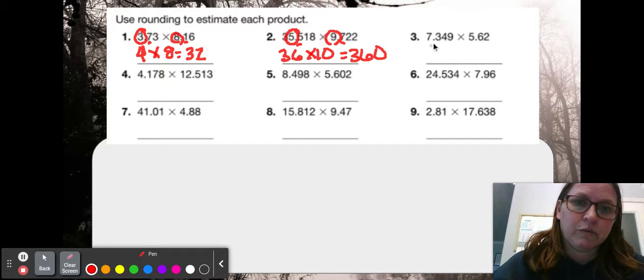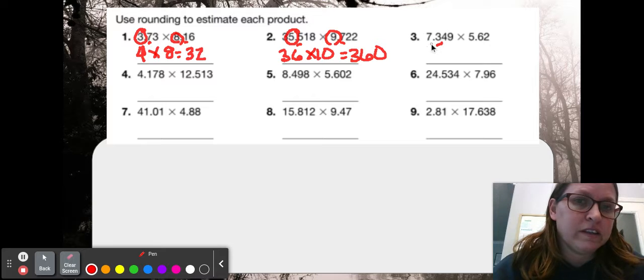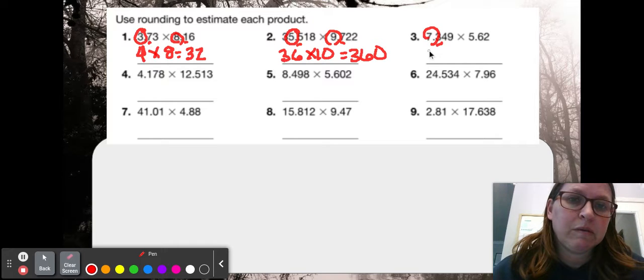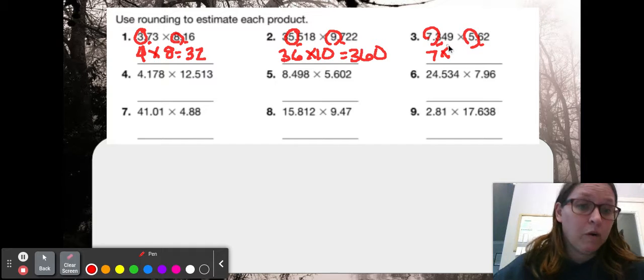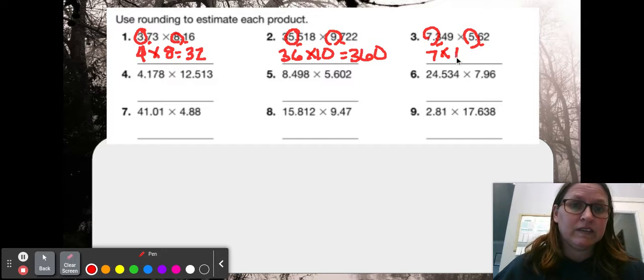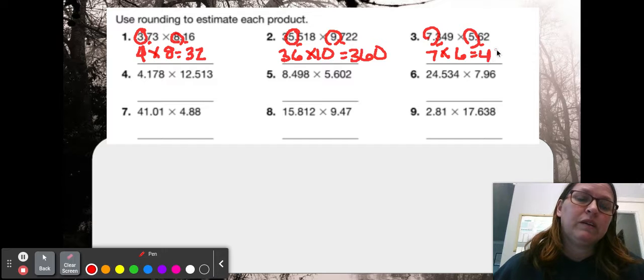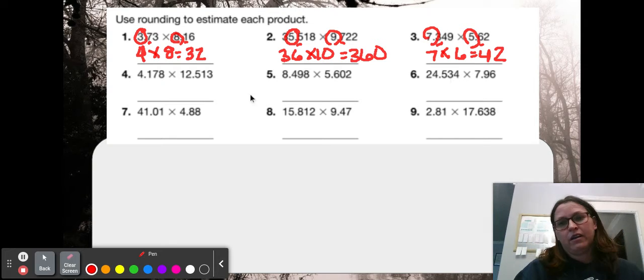Let's look at number 3. I'm going to round to the nearest whole number. So that 3 tells me my 7 stays the same. And the 6 right here tells me that my 5 will go up, raise the score to a 6. So 7 times 6 would equal 42.